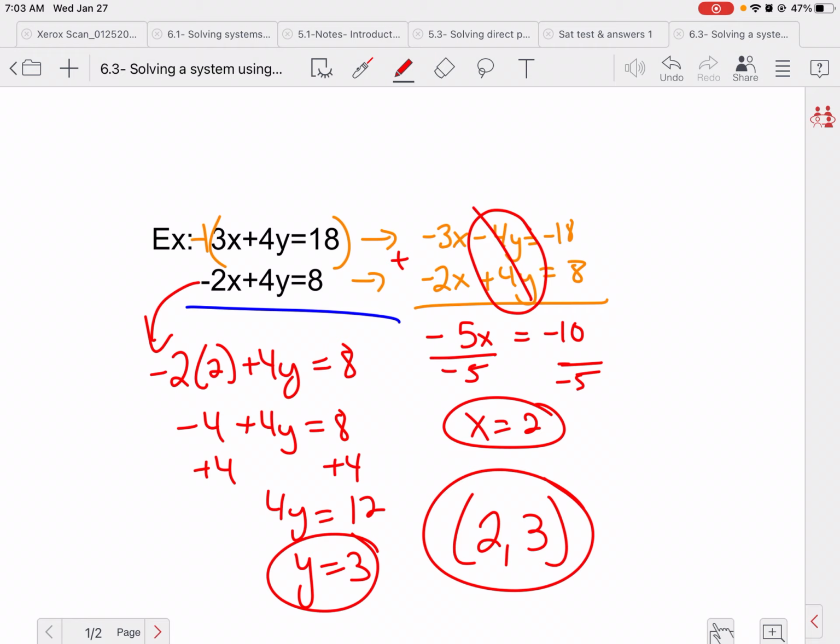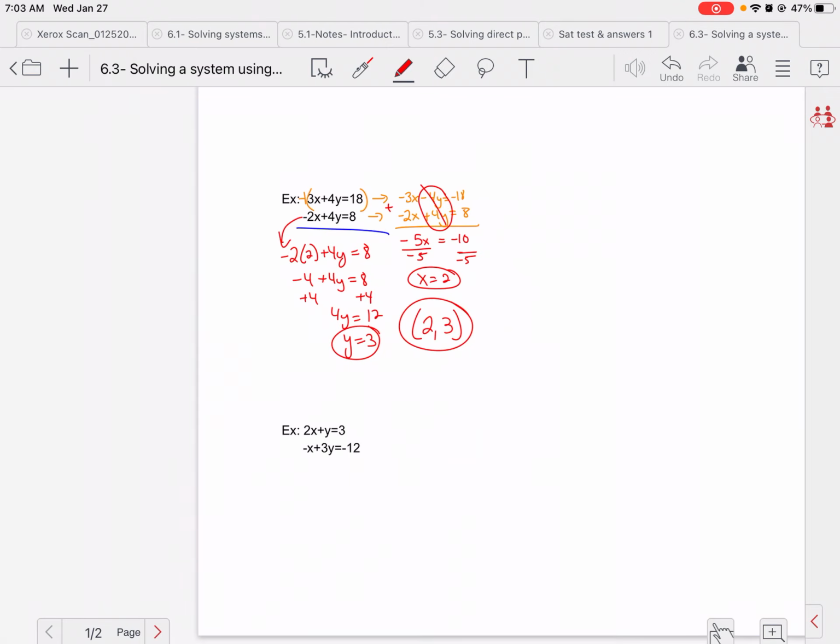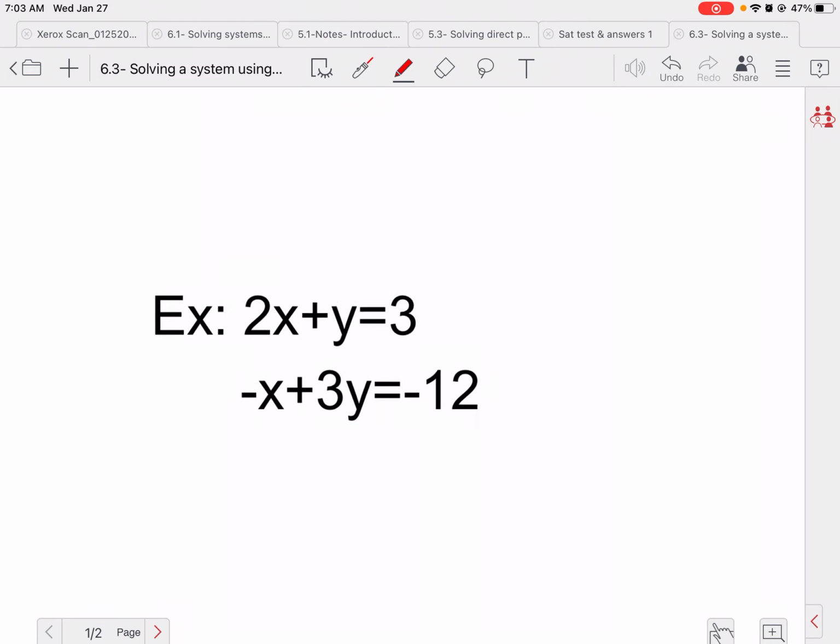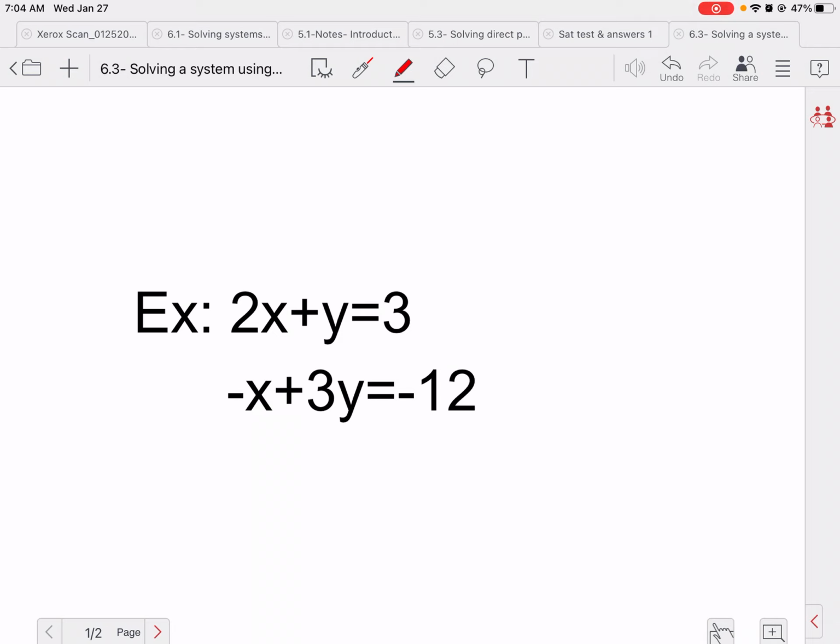Okay. So if something doesn't cancel right away, we can multiply one or both of the equations to get something to cancel or to eliminate it. Okay. Let's go ahead and try this one. Okay. And again, I try to figure it out where I only have to multiply one of the equations, but sometimes you do have to multiply both equations.